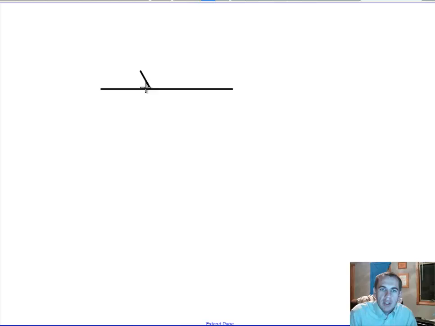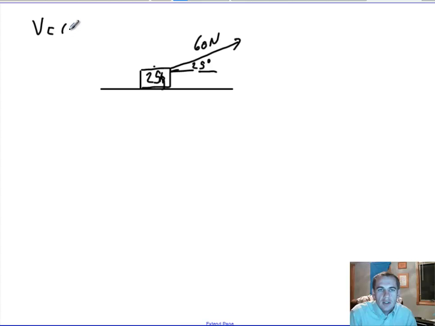The classic problem is you've got a sled sitting on a flat surface, okay, and somebody's pulling the sled this way with a force of, say, 60 newtons. Say the sled has a mass of 25 kilograms. And let's say that this angle right here is 25 degrees. Okay? And the question will be like, if the velocity is constant, which means the acceleration is 0, what's the coefficient of friction? And assume this thing is sliding.